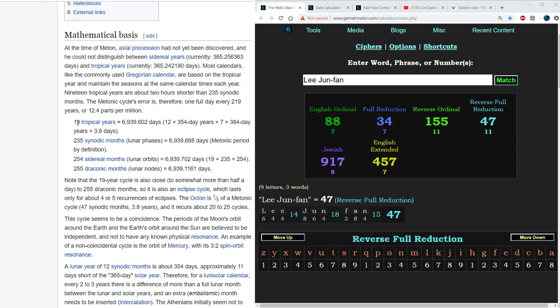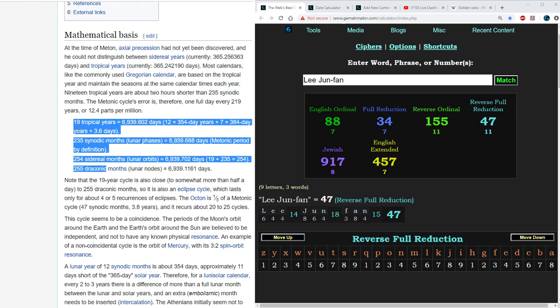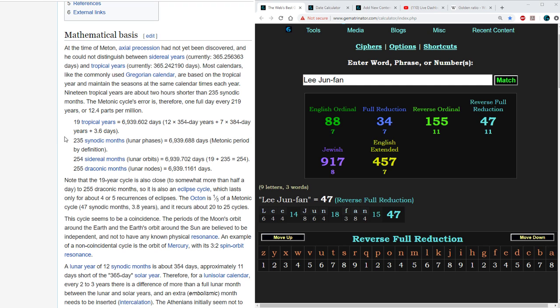So when we're talking about the moon and its metonic cycle, three of the most significant numbers that we need to understand here are 19, that's the number of years in the cycle. 235, this is the number of lunar phases in the metonic cycle. And then 254, which is the number of lunar orbits. And this makes sense because if you add 19 plus 235, you get 254.